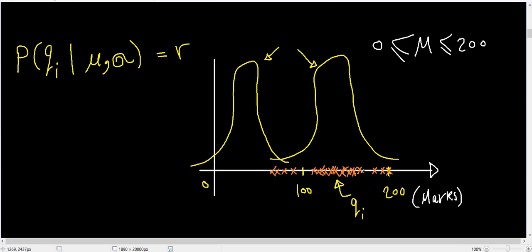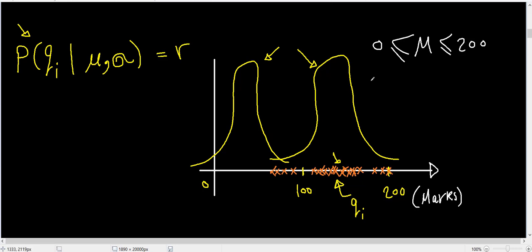Now we know that those points right here did actually exist, and so the probability of their existence must be high. So we need to choose parameters mu and sigma that will make the probabilities of those points right here to be as high as possible, because those points did actually and really exist.